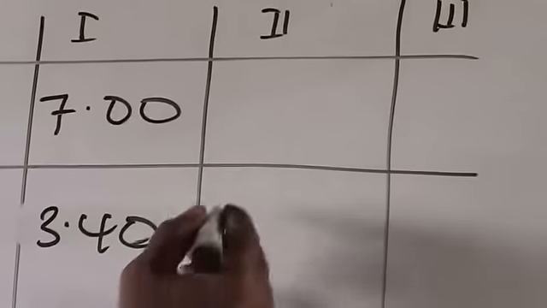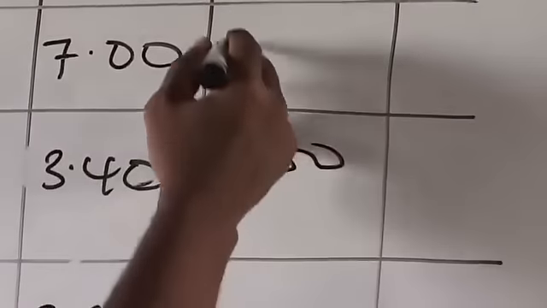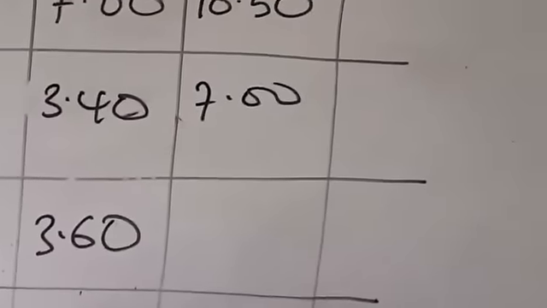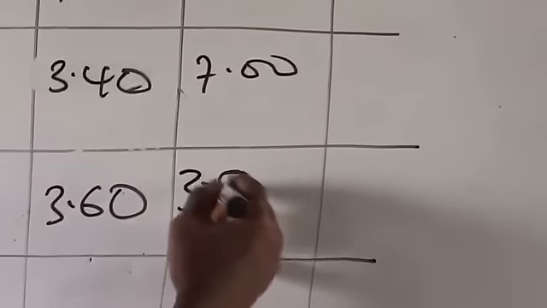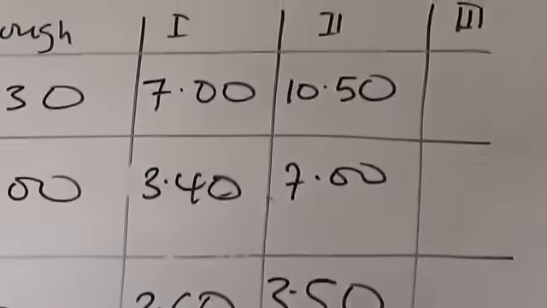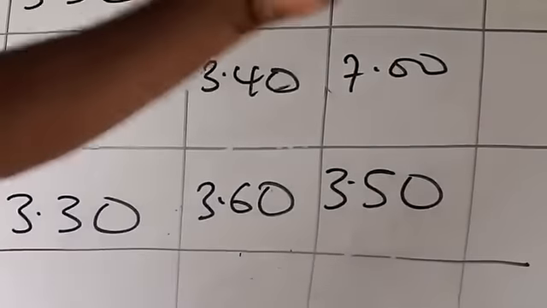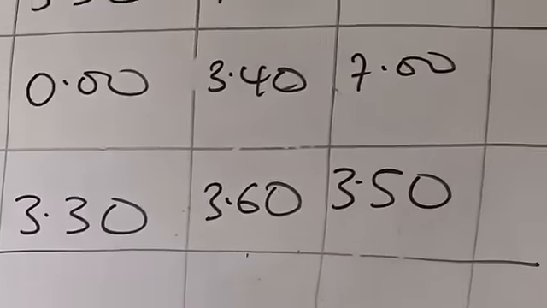Then from 7, color change at 10.5 estimated. Then you subtract, what do you have? 3.50. Okay? So you see that these two are agreeing. That one is off. So we can still do a third one to confirm our answer.